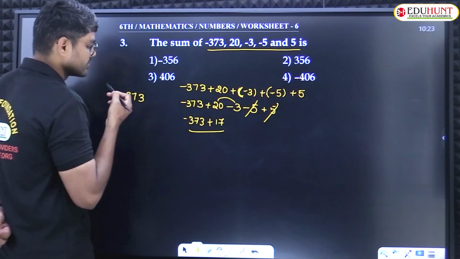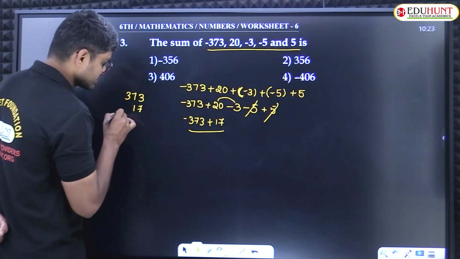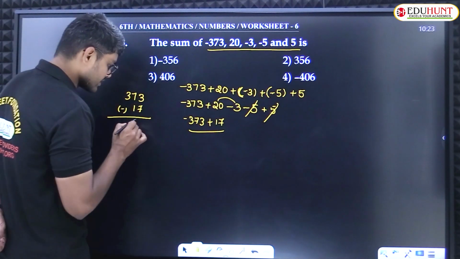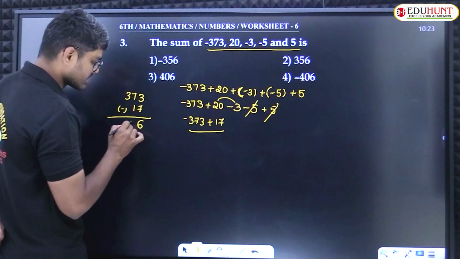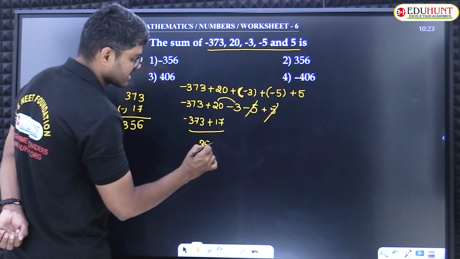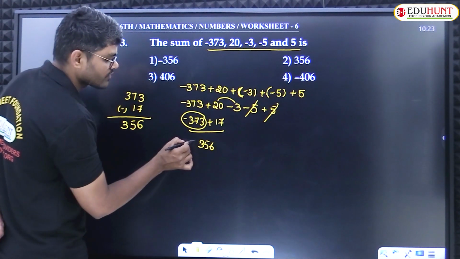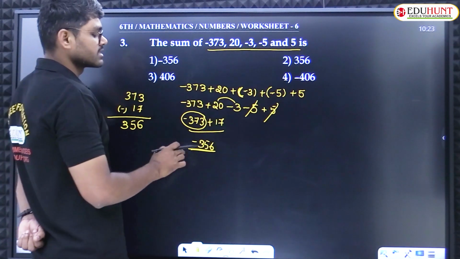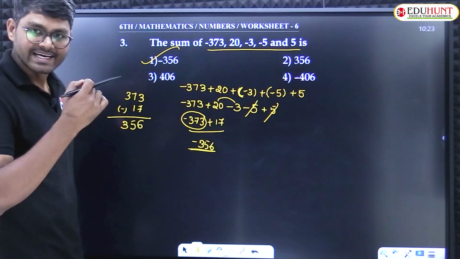Usually we subtract the smaller number from the bigger number. 373 minus 17. So we get 13 minus 7 is 6, then 6 minus 1 is 5, and here 3. So 356 is the answer. Here the bigger number has a minus sign, so we have to put a minus sign to the result obtained. So the answer is minus 356, that is option 1, the correct answer for this question. Let's see the next one.